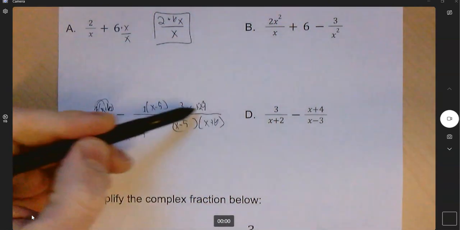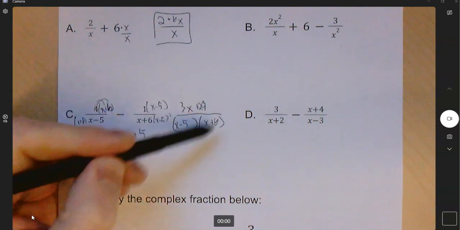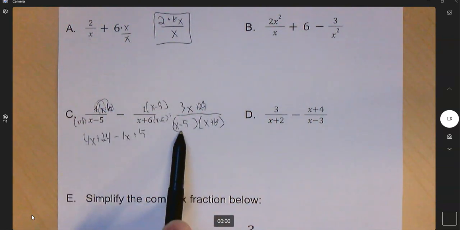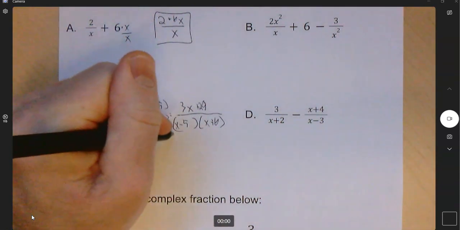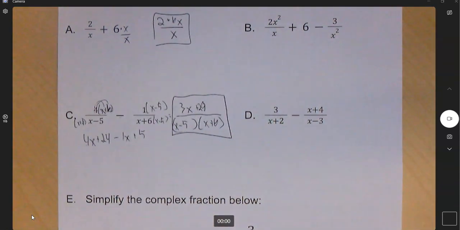I don't see any factoring that could take place, so I could possibly cancel this. Remember, the only thing that cancels with an x minus 5 is an x minus 5, x plus 6, x plus 6. I don't have that, so I get to be done.